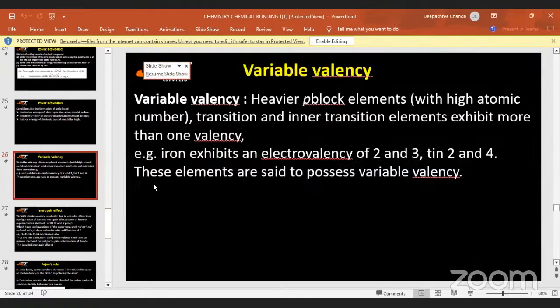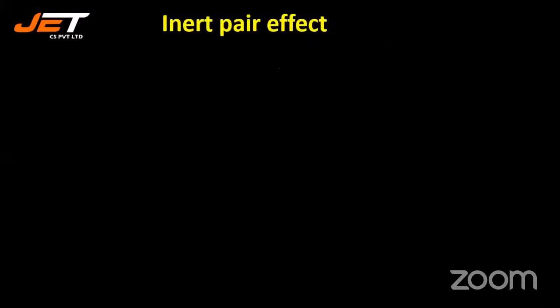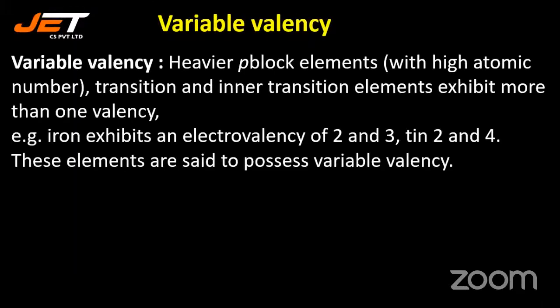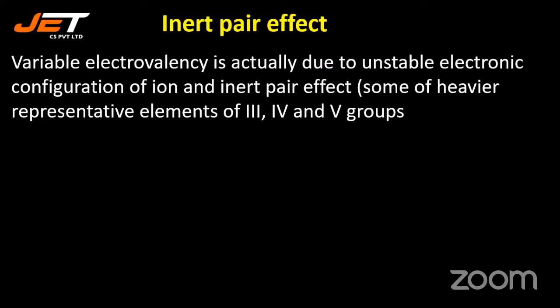So that is the variable valency. Like iron exhibits an electrovalency of 2 and 3. Tin exhibits valency of 2 and 4. In the younger classes, like class 8, class 9, you know about valencies. Iron has 2 valencies, tin has 2 valencies. These are said to possess variable valency. Variable electrovalency is actually due to the unstable electronic configuration and the inert pair effect.